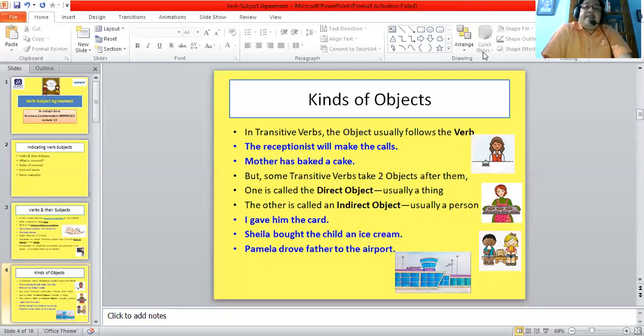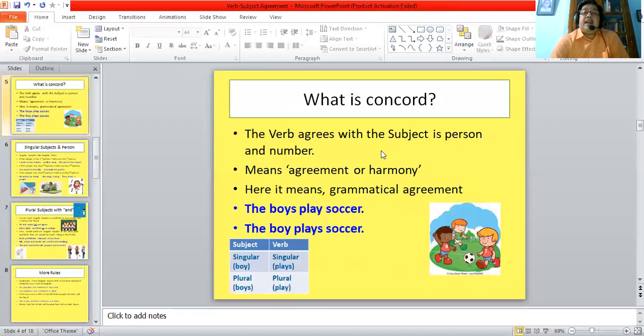And the third one, Pamela drove father to the airport. Airport is the direct object and father is the indirect object. So sometimes we might have verbs with two objects. So in that case, one of them will be the direct object, and the other one will be the indirect object. But of course, we cannot have verbs without objects if they are transitive verbs. So please remember that transitive verbs will necessarily have objects, but sometimes the objects may be more than one. So in that case, one of them will be direct and the other will be indirect.